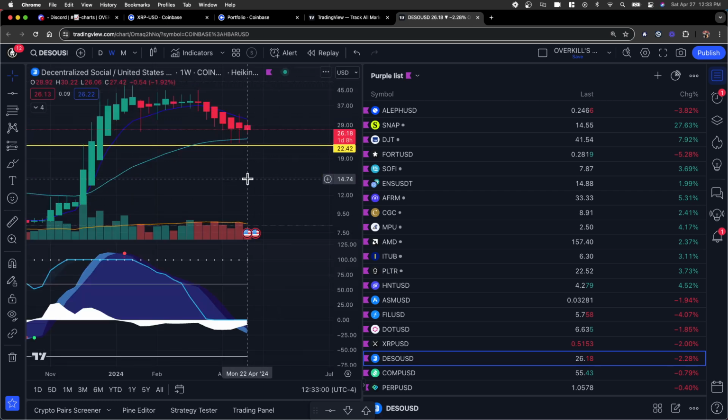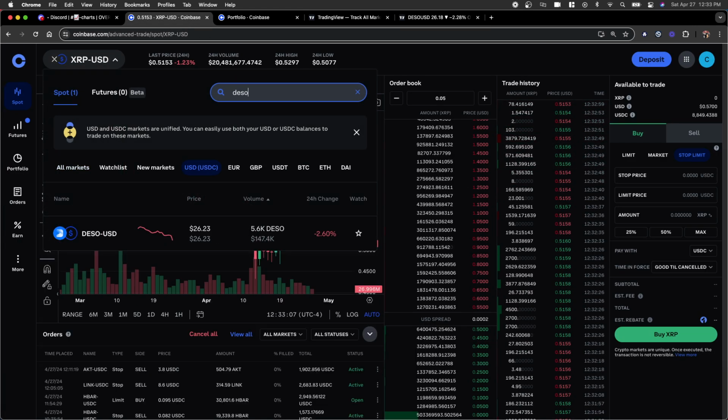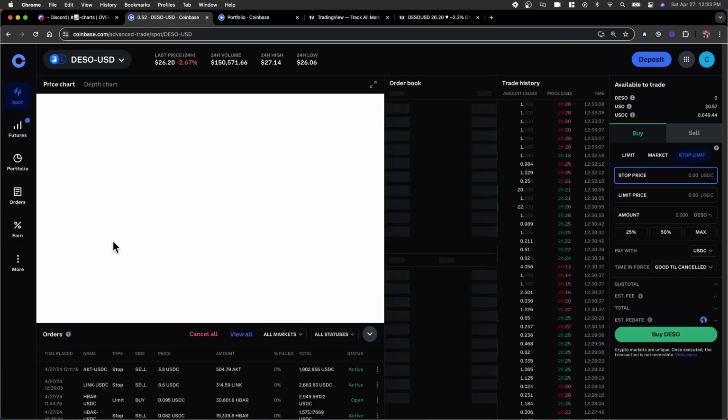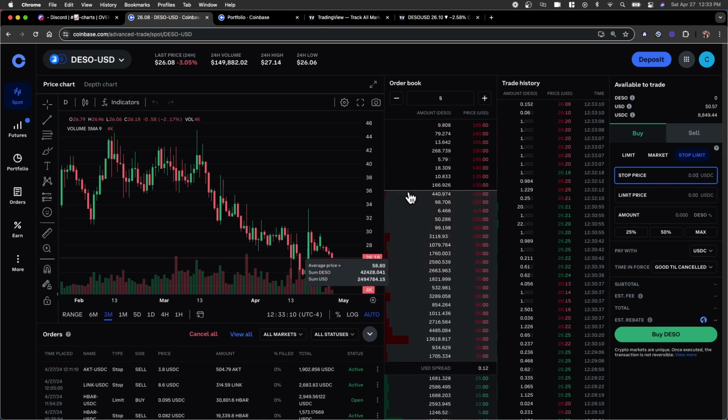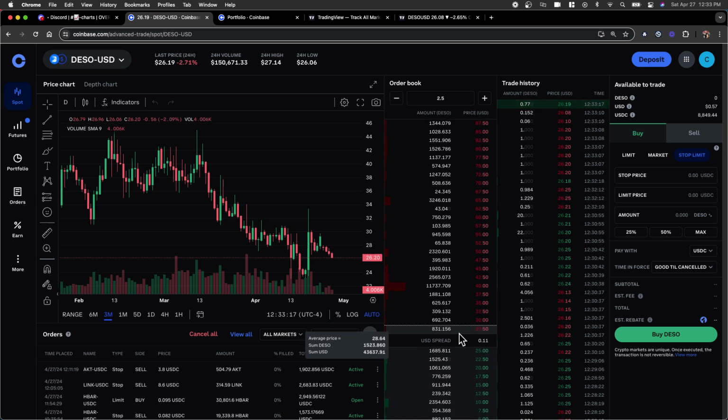Here's DSO, putting in another really nice doji this week as well. Stop loss on this trade is 22.50. I want to check the order book on this one as well here. So that one's in 5s. Let's bring it down to 2.5.